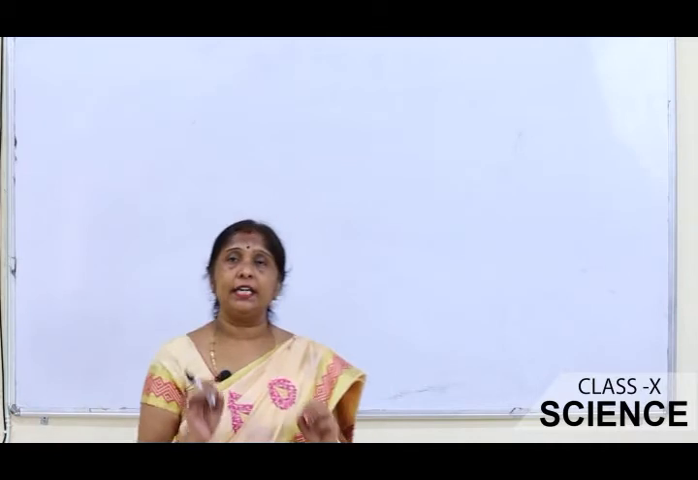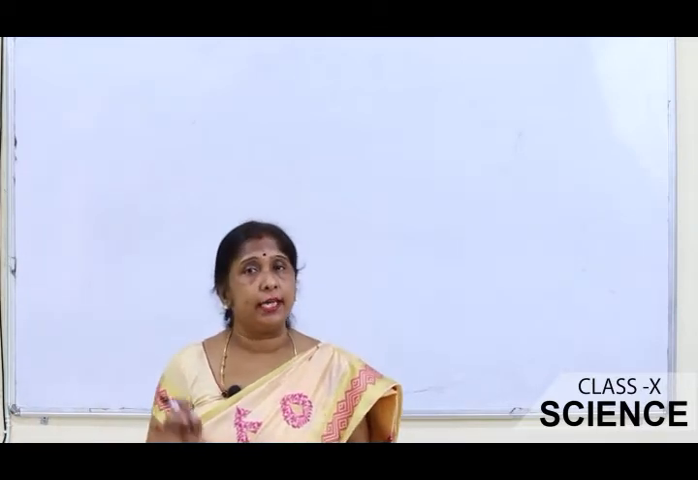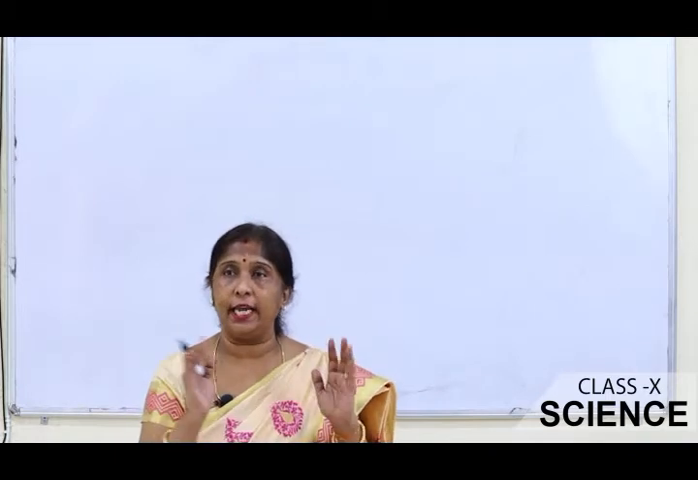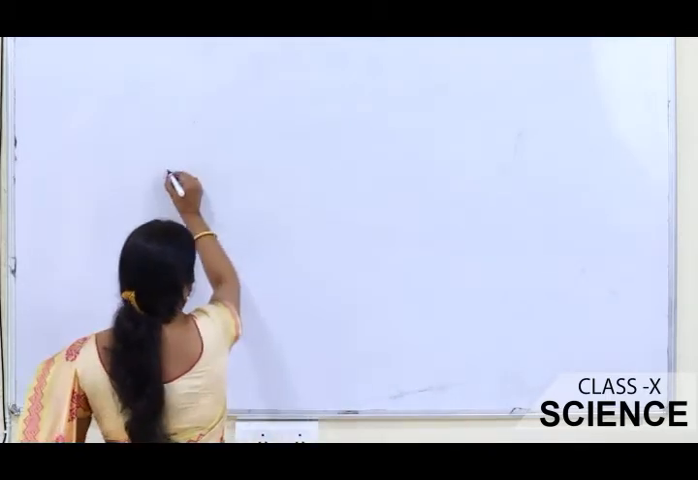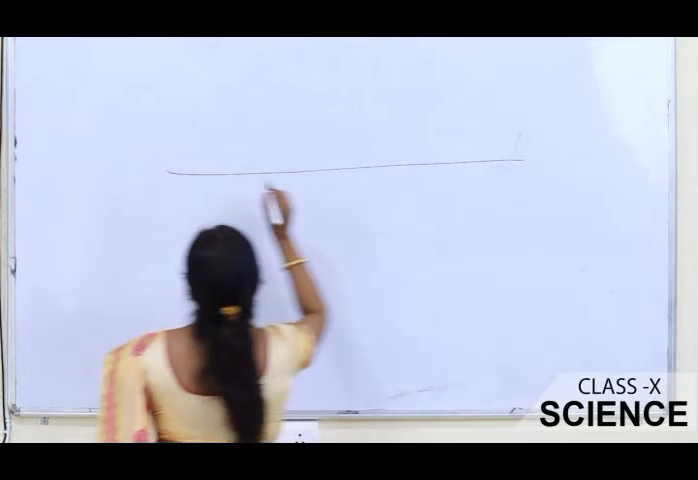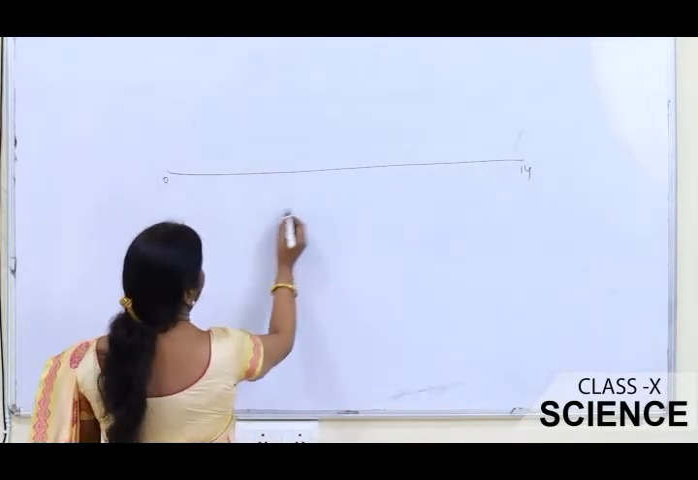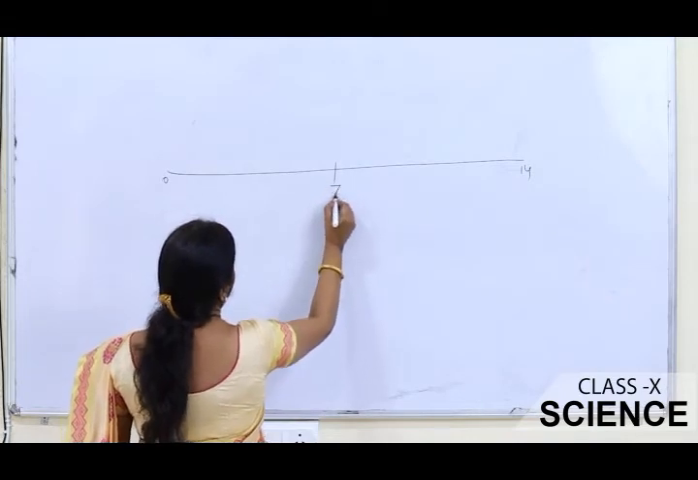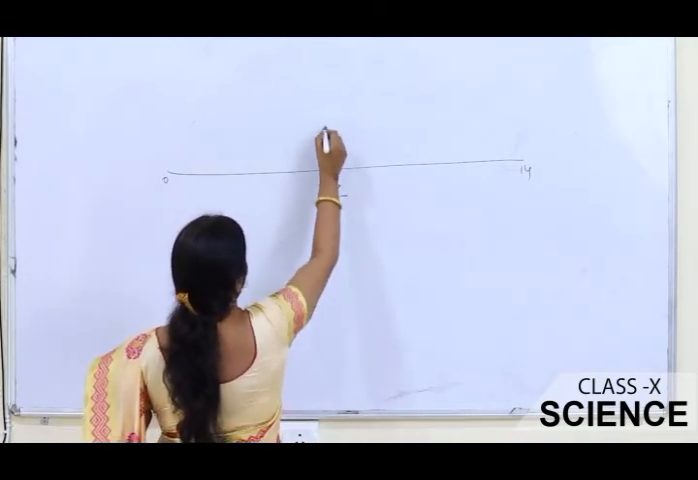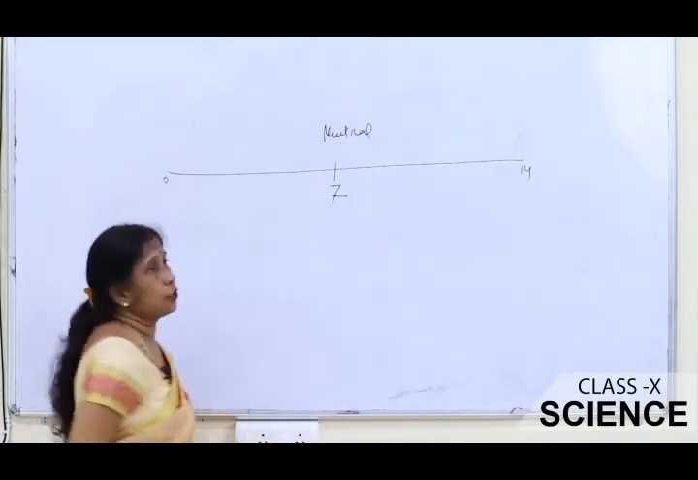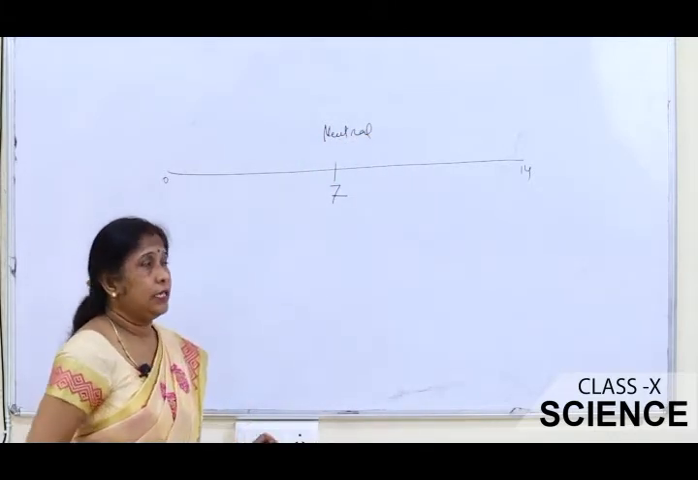The relative strength of an acid or a base can be measured with the help of a pH scale. Now let me draw a pH scale. See here the range of the pH scale, it varies from 0 to 14, right, and exactly 7 is the pH value for a neutral solution. It has a pH value of 7.